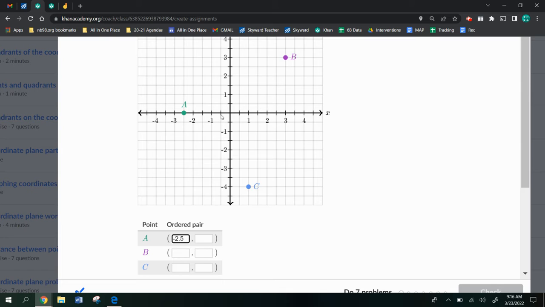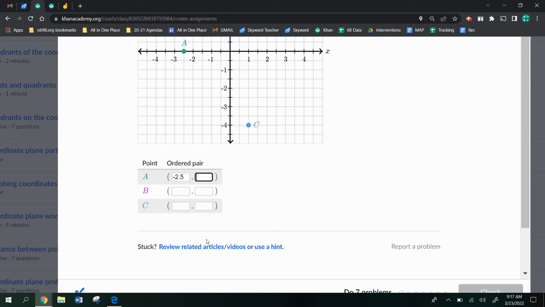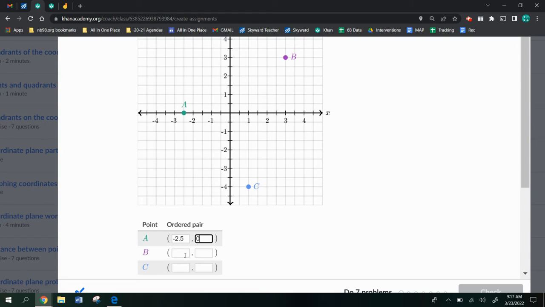-2.5. Each one of these tick marks is a half. 0, -0.5, -1, -1.5, -2, -2.5, -3. Now, for A, this is an awesome example because I didn't move up or down. I'm still here. So that means that the y coordinate is 0. I didn't move up or down.